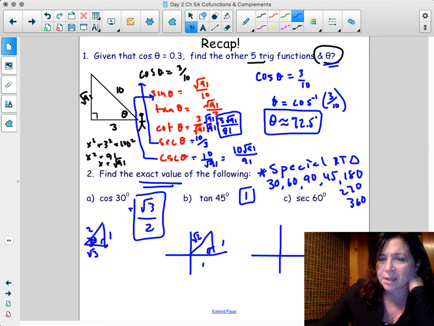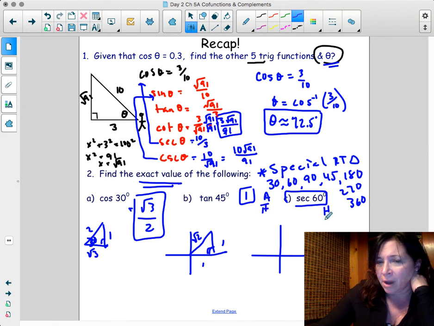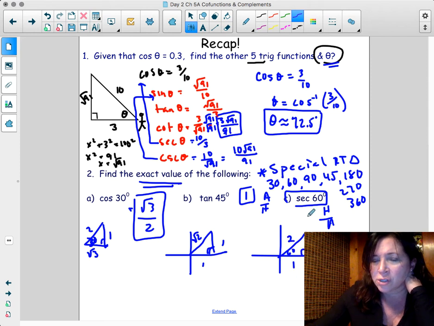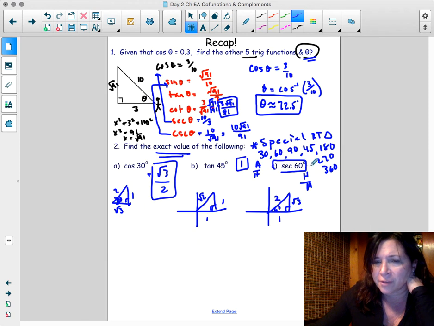Secant of 60. Now remember, secant is the reciprocal of cosine. Cosine is adjacent over hypotenuse, which means secant is going to be hypotenuse over adjacent. Okay, so I'm going to draw my little 60-degree angle. Here's 60. Across from the 60 is root 3. 2 is across from the 90, and 1 is across from the 30. So for this problem, secant is going to be hypotenuse over adjacent. So this value is going to be 2 over 1, which is 2.